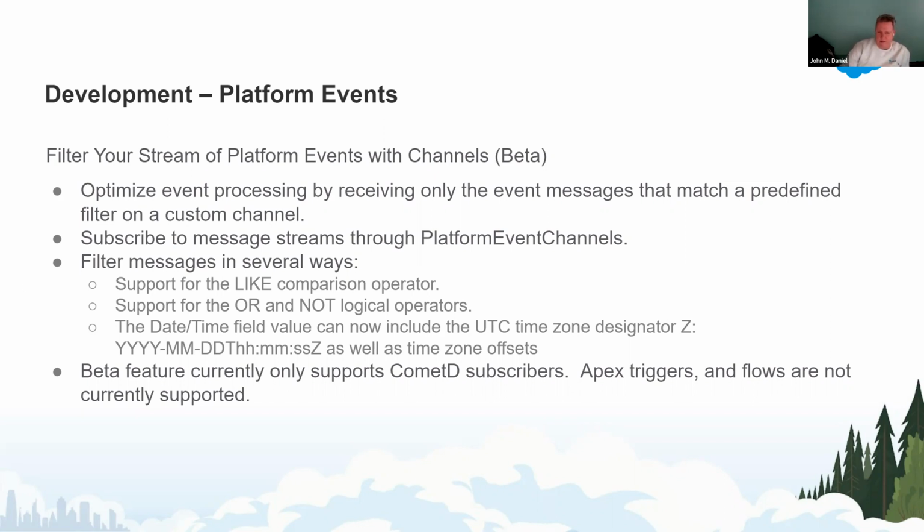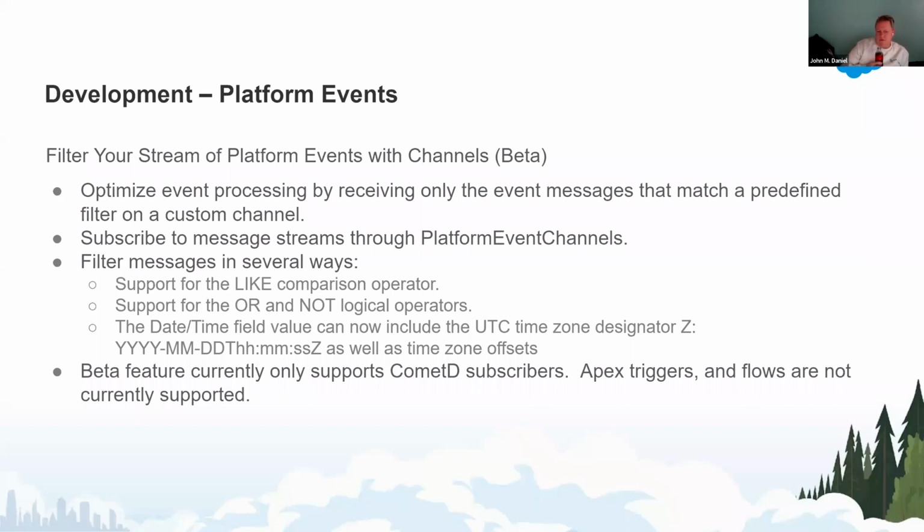The metadata developer guide has already flipped to Spring 22. So I'm looking. Yeah. The last bullet is, while this is still in beta, they're only supporting the CometD subscribers. So this is again, if you're subscribing to platform events from other systems, most likely you're doing it from the CometD protocol. Listening to these platform event channels via Apex triggers or flows is not supported yet. They will by the time it goes GA.